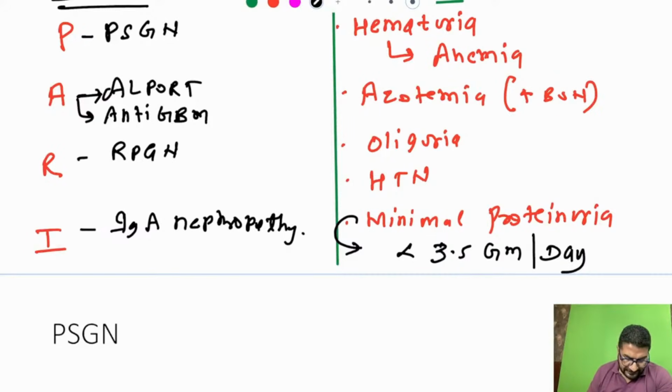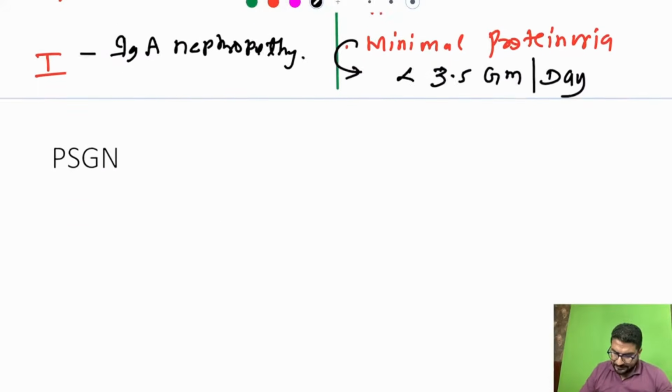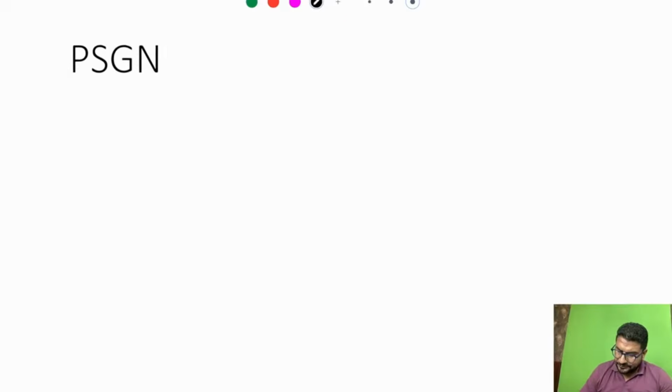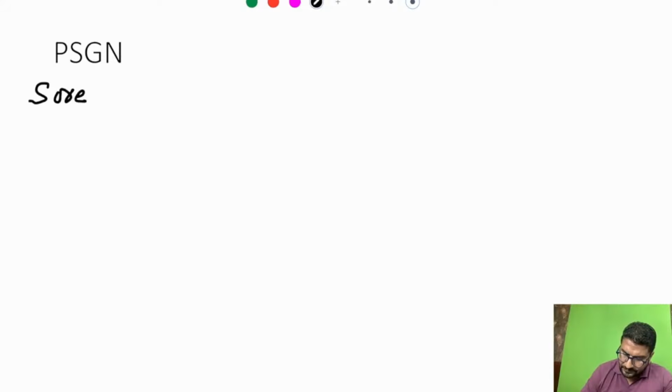One by one we'll talk about these diseases. Starting with the first one, first will be your PSGN. इसको समझो एक बार. This PSGN is something I told you just now. The patient will have a sore throat, and 2 weeks later, you will develop hematuria. So what do we call this? We call this delayed hematuria.